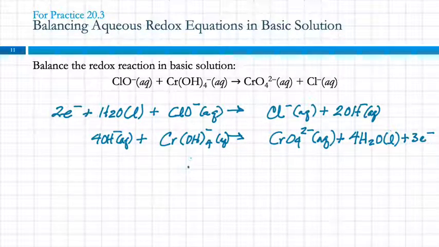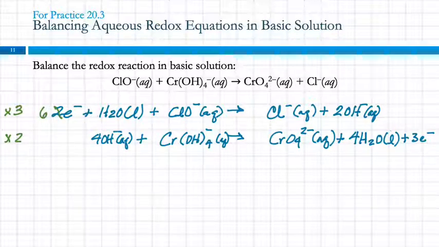Okay, so I have two balanced half reactions. The next step is make sure I have the equal number of electrons. And I don't. Usually you don't. So I've got 2 and I've got 3. So I do the 6 thing again. I'm going to multiply the top one by 3 so I can get 6 electrons. And I'm going to multiply the bottom one by 2 so I can get 6 electrons.